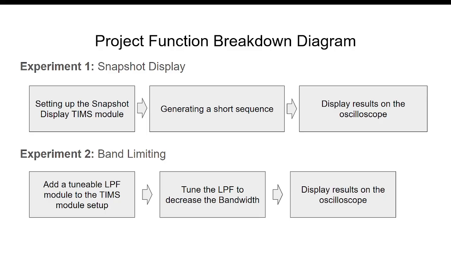Before we go into the meat of our experiments, let's break down at a high level what we're trying to accomplish, step by step. For experiment one, we're going to do the snapshot display. We're setting up the TIMS module for that system, then we select a short sequence, generate it, and display it on the oscilloscope. For the band limiting experiment two, we use that same system, but add a tunable LPF module to the TIMS module setup. We tune the LPF to decrease the bandwidth, and we see the results on the oscilloscope.